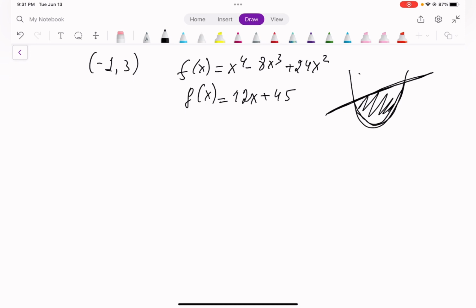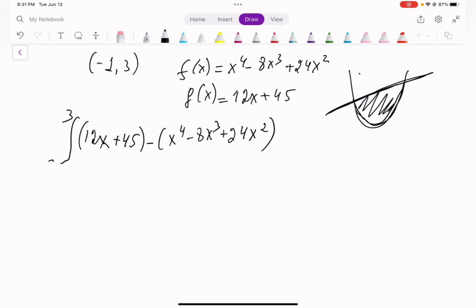Why? Because taking the integral of the difference between two functions, we identify the area between them, and the area is identified by the interval -1 and 3. So g of x is 12x plus 45, minus x to the 4 minus 8x cubed plus 24x squared. I have to be very careful. I am master of silly mistakes. I forget to put plus, forget to put minus. So I have to pay attention. x to the 4 minus 8x cubed plus 24x squared.